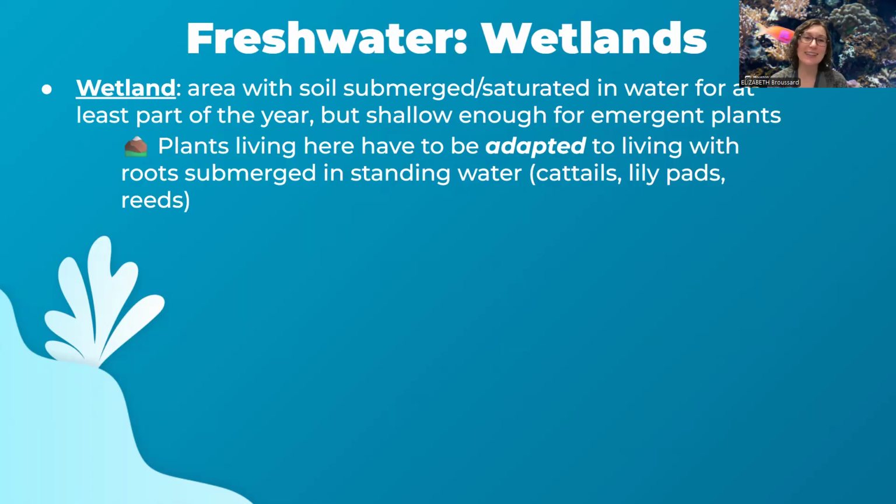So you might notice that I didn't put succulents. As you guys know, the number one way to kill a succulent is overwatering. So they would not do well if their roots were submerged in water. So cattails, lily pads, reeds, all those are going to do really, really well in our freshwater wetlands.